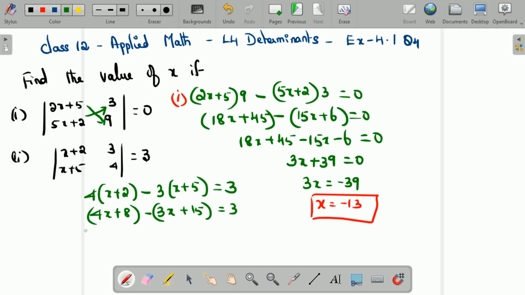So let's remove the negative sign. So 4x plus 8 minus 3x minus 15 is equal to 3. So x minus 7 is equal to 3, which means the value of x is equal to 10.